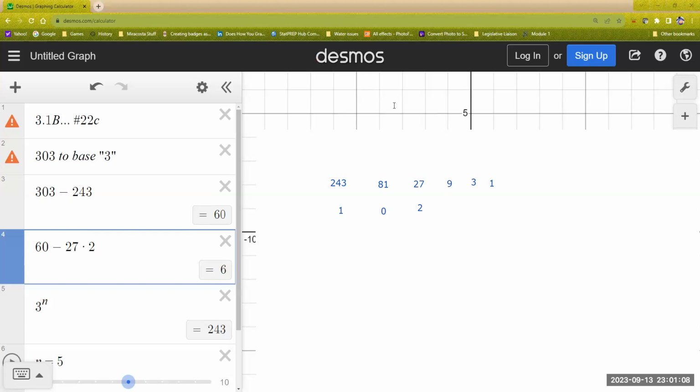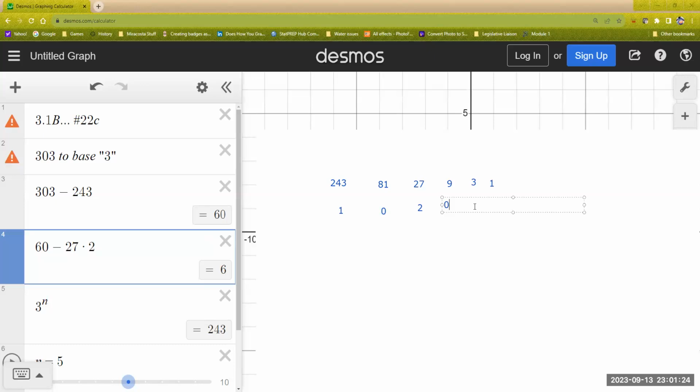The next number that I can see is a group of 9. So 6 is less than that, so I have 0 groups of 9. And then the next is a group of 3. Well, 6 is 2 groups of 3. So this would be a 2, and there'd be nothing left over.